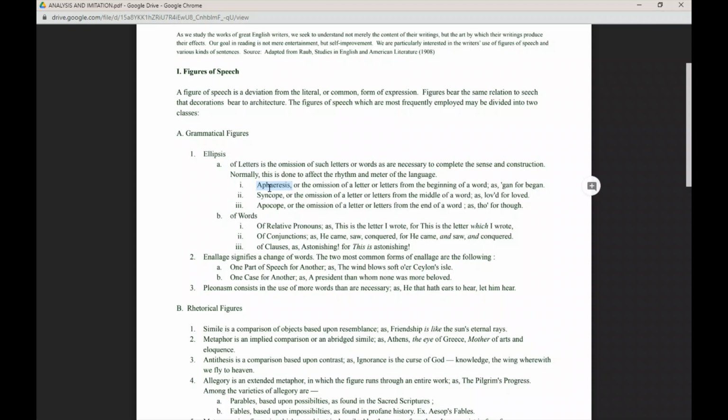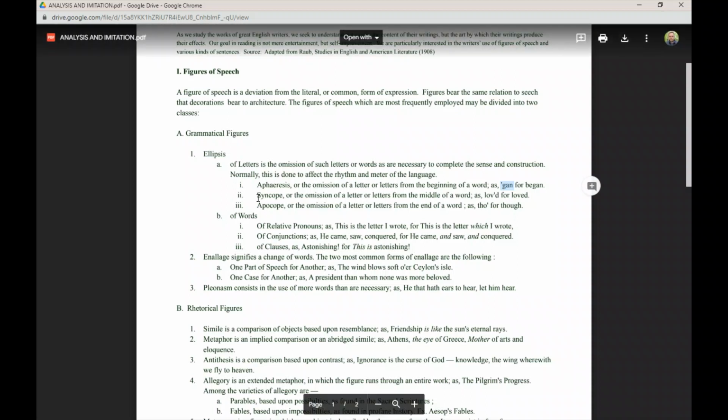The first one is apheresis. Apheresis. It's the omission of a letter or letters from the beginning of a word. And you can see the word is simply started with an apostrophe. Okay? And it says here that these are used for the sake of rhythm and meter, but sometimes they're just used for an effect. Like if we're quoting the words of some uneducated person who might talk with slang, and we omit letters for the sake of representing his improper language. Okay.